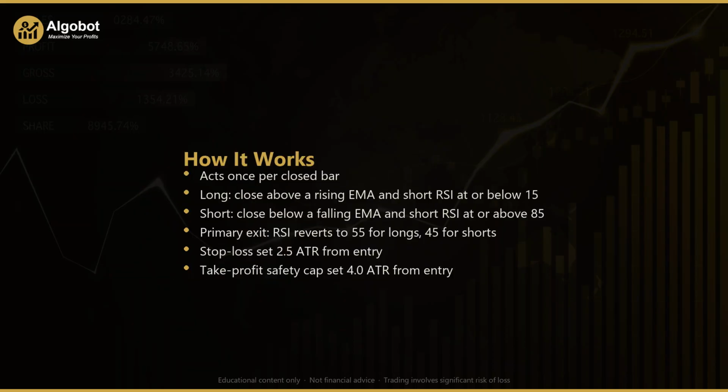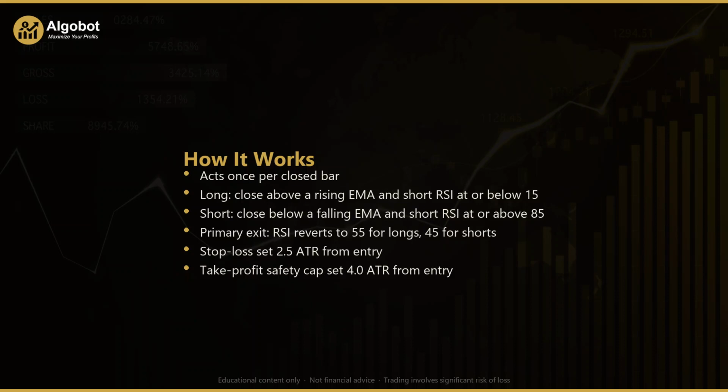Let's break down the mechanics step by step. The expert advisor works on closed bars, meaning it makes its decisions once each new bar has completed, rather than reacting to every flicker of price. On each completed bar, it calculates 3 things: the long exponential moving average, and where it sits compared to several bars ago, the short relative strength index, and the current average true range.